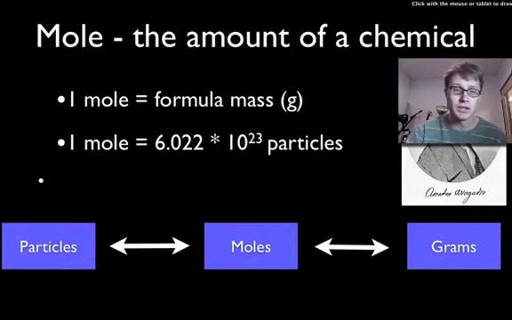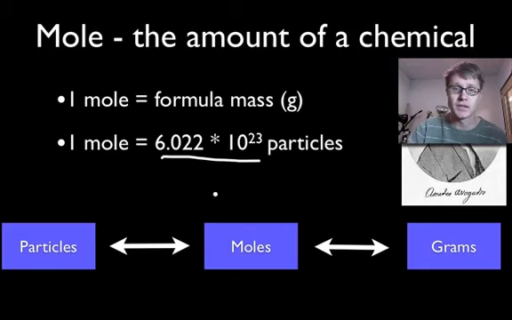So just like we could go from 1 egg to the dozens to the ounces of eggs, we can go from particles, and that could be either atoms or molecules, to moles, and then finally to grams. 1 mole is going to have exactly 6.022 times 10 to the 23rd particles. And so if you wanted to go from moles to particles, you'd simply multiply it times 6.022 times 10 to the 23rd, just like we did with a dozen eggs.